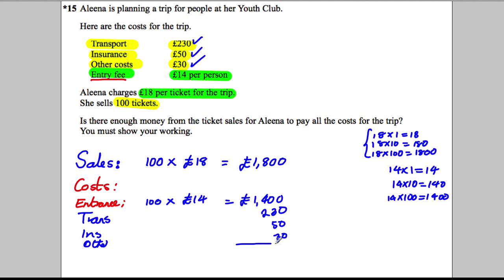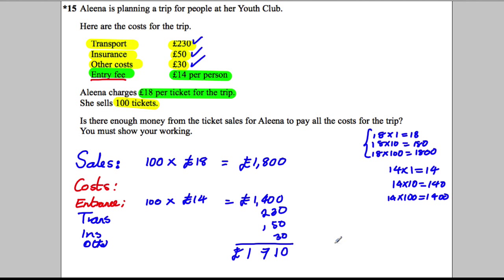So we can add these up. If we write these carefully in a column, we can add it up easily. This adds to 0. 3 add 5 is 8, add 3 is 11 tens, which is 110. Put down the 1, carry 1 here. 1 add 2 is 3, add 4 is 7, and 1 there. So it's 1,710.